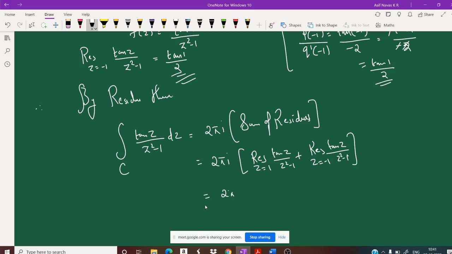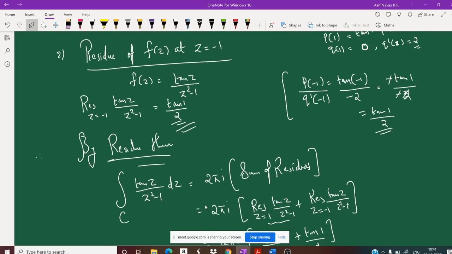What residues did we get? First one, what is this residue? Tan 1 by 2 plus tan 1 by 2. So this is equal to 2 pi I into tan 1. Okay, so this is the answer. So residue integration is very easy if you know how to find the residues. Okay, have you got it?